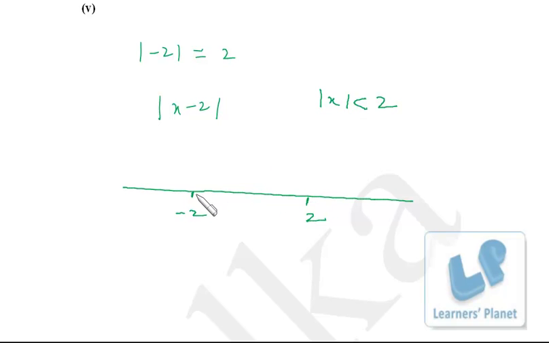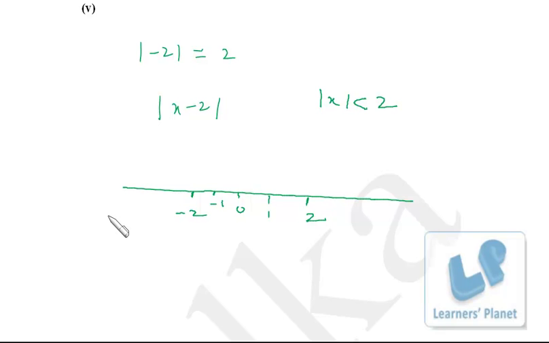Why? See, between minus 2 and 2, suppose I take only integral examples, we have minus 1, 0, 1 and 2, right? If you take the modulus of minus 1, it will be positive 1. If you take the modulus of 0, it will be 0. If you take the modulus of 1, it will be 1, right? So all three will satisfy modulus of x less than 2. Right? If x is a number that is less than minus 2, suppose it is minus 3, right?